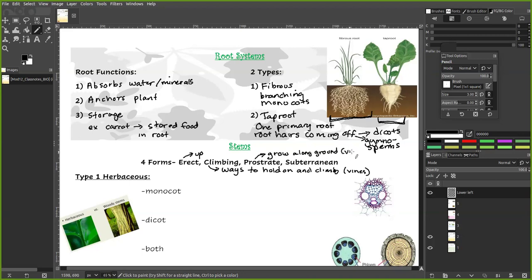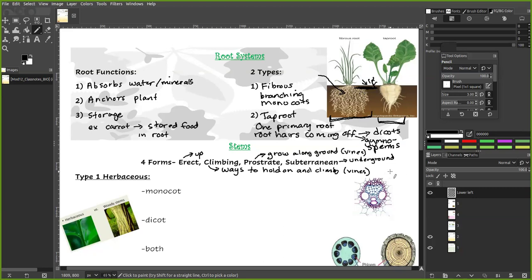So I'm going to say they're also vines. Subterranean means underground. An example of a subterranean stem would be a potato. Or in grass, if you look up here at this grass plant, it will send out stems underground to produce new plants. And that's an asexual way of reproducing. And those stems would be subterranean.